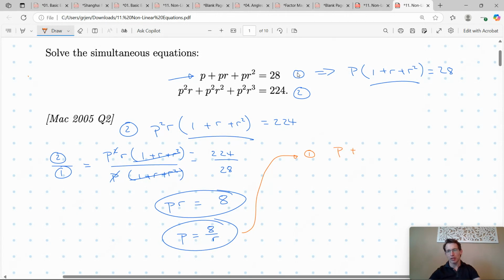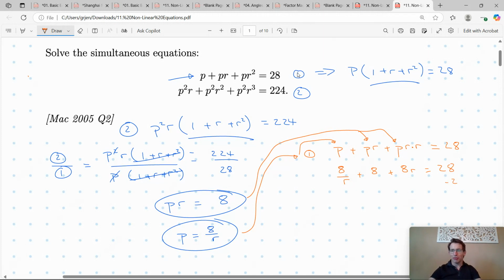P, because we're going to go step by step, plus PR plus PR times R. Let's just write PR squared that way is equal to 28. Okay. And then PR can go there and there. We know that to be PR, and P can go here. Okay, so we have 8 on R, that's P, plus 8 plus 8R equals 28.